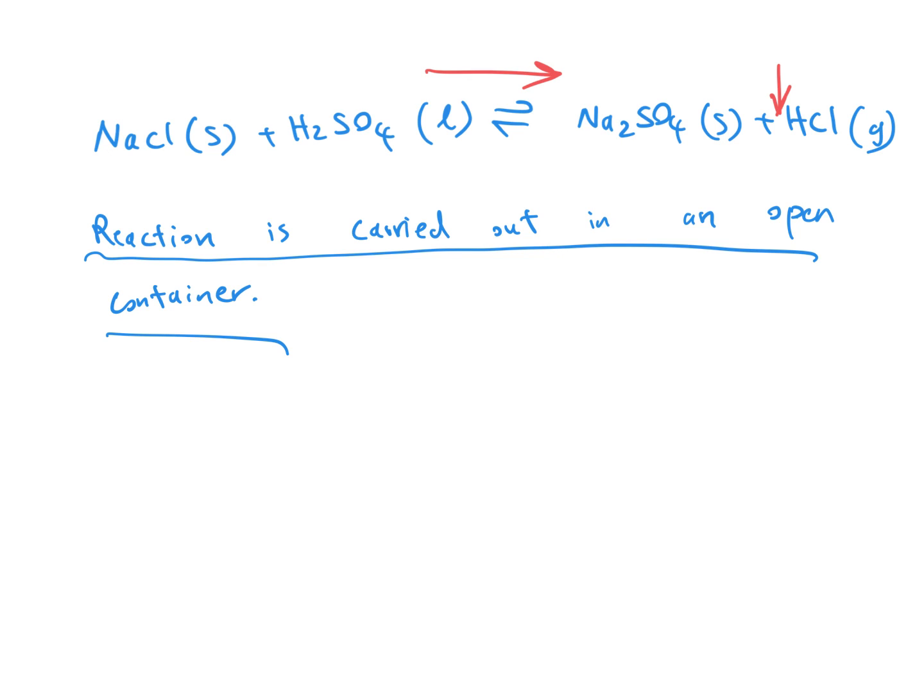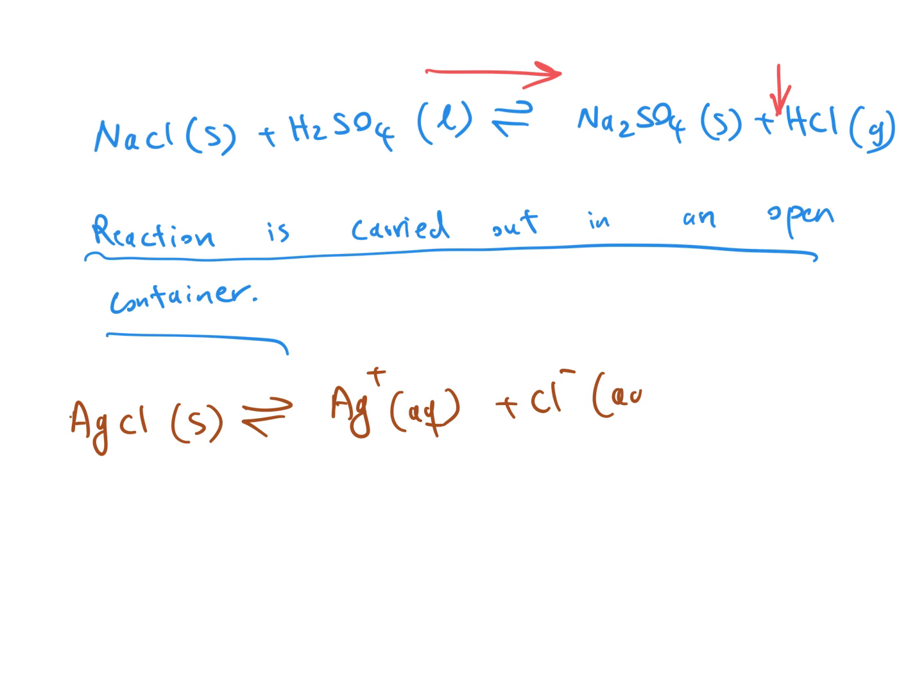Okay, let's have another example. I write AgCl solid in equilibrium, the reaction is reversible, with Ag+ aqueous plus Cl- aqueous. And I say some NaCl is added to the solution. What do you think about this one? Right to left. Why? Because it's a solution, so the chloride is going to get added to that side. It has to push to the left then.